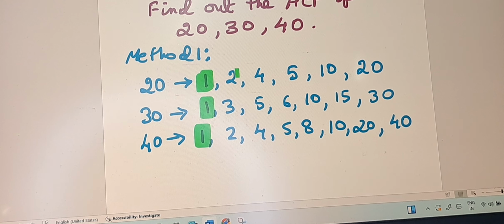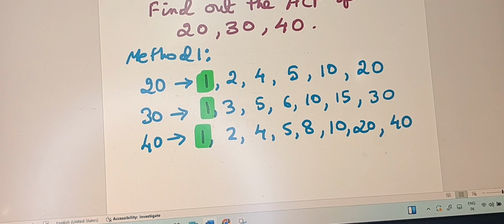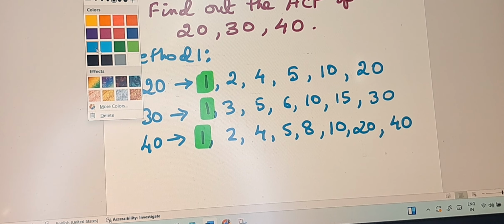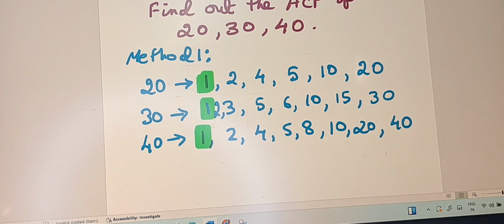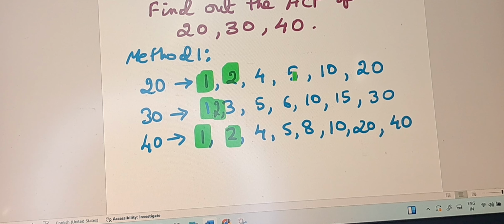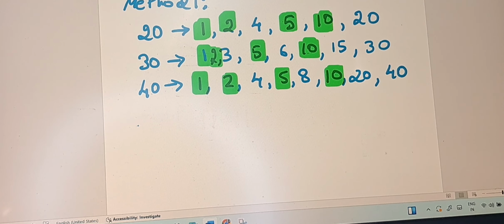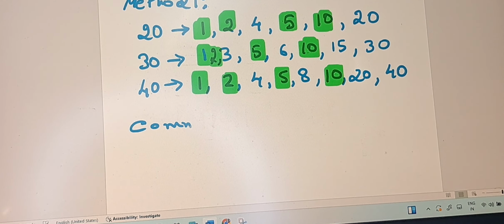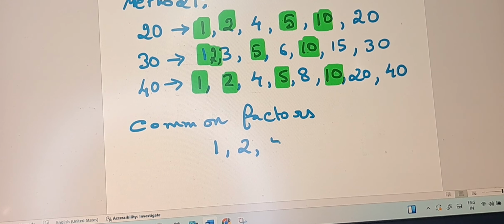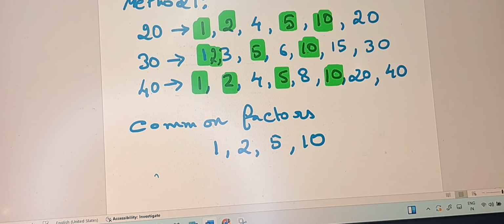Then 2 is also a common factor. In all the 3 numbers, what we can see? 2 is also a common factor. Then we can see 5 is also a common factor, and 10 is also a common factor. So let us find out and write down all the common factors. What are the common factors? 1, 2, 5 and 10.